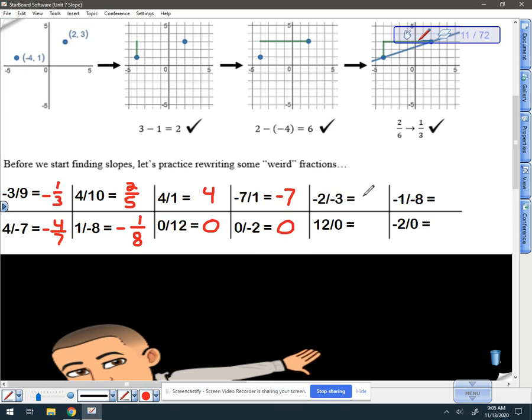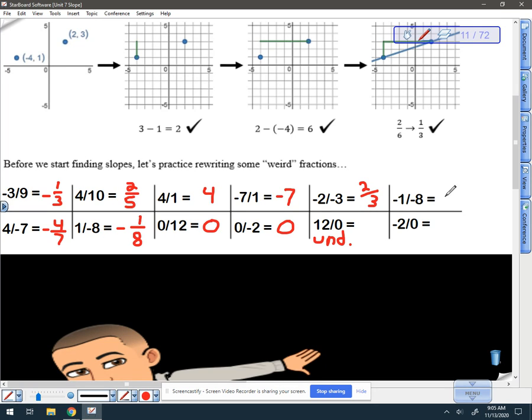2 negatives make a positive. 2 divided by 3 stays the same. So it's just positive 2/3. 12 divided by 0. If you do anything divided by 0, you'll get an error. So that means it is undefined. I'm not going to have room to write that all in there, but undefined. So remember, your slope would be undefined. So if the slope's undefined, what kind of line does that make? That would be a vertical line.